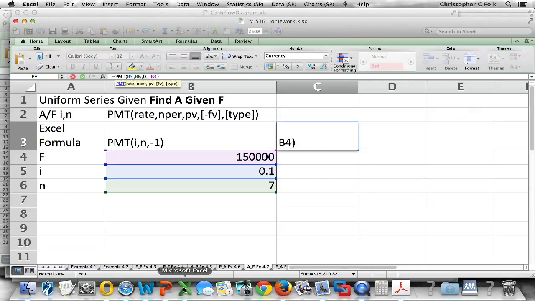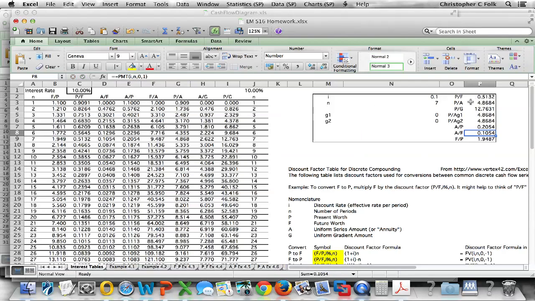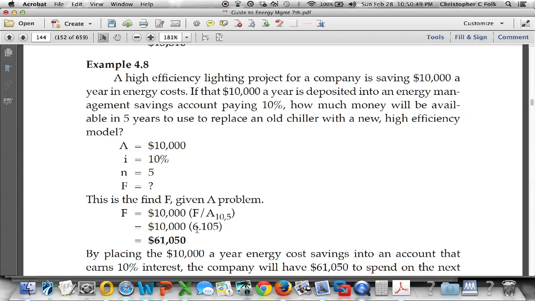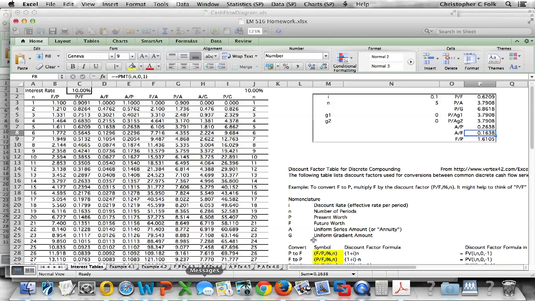Again, we'll go back to our spreadsheet. Ooh, it's disappearing. It's way back here. Interest tables, 5 years. Find F given A. Let's see, so we want A dash F. There it is right there. The number is 0.1638. What does the book say? Oh, let's see, find F given A. Did I look at the right one? Oop, I did it backwards.